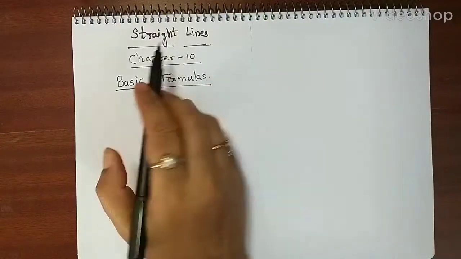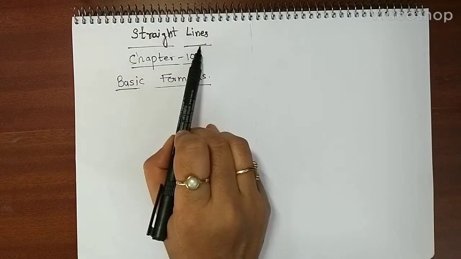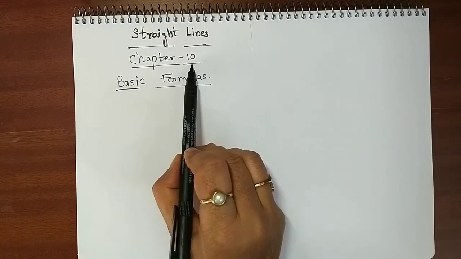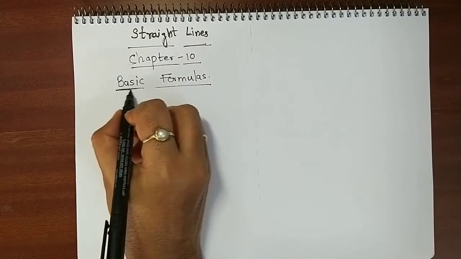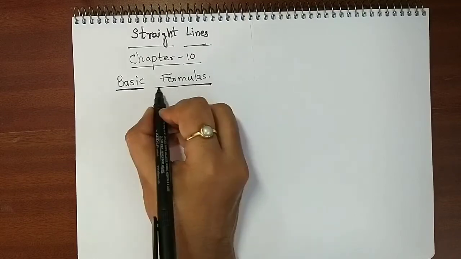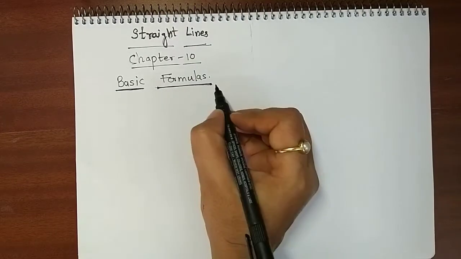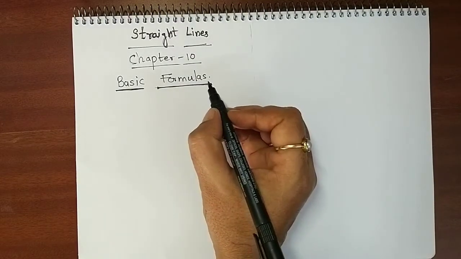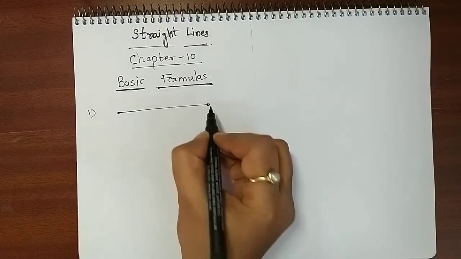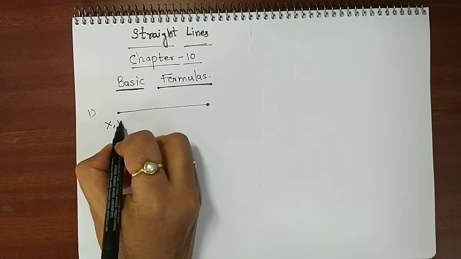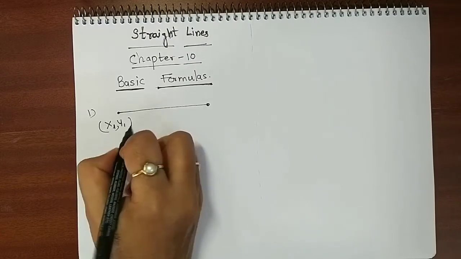Hello students, today I am starting a chapter, Straight Lines, which is chapter 10 in your class 11th. Today I will discuss some basic formulas and I will try to solve some example questions from your NCERT textbook. Okay, first basic formula that comes in coordinate system is the distance between 2 points in coordinate system.